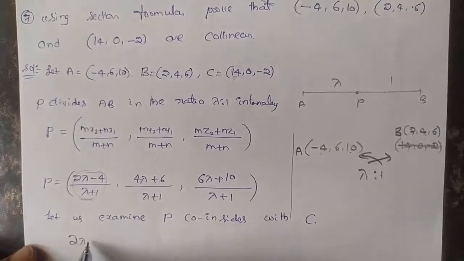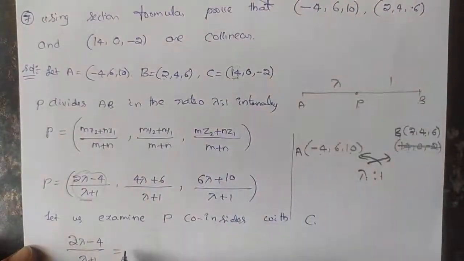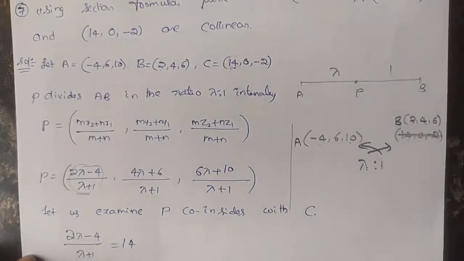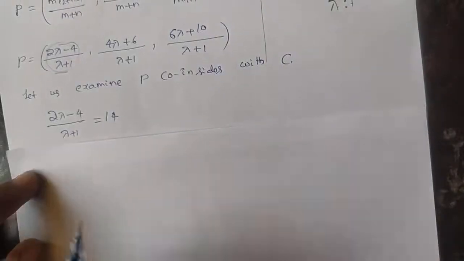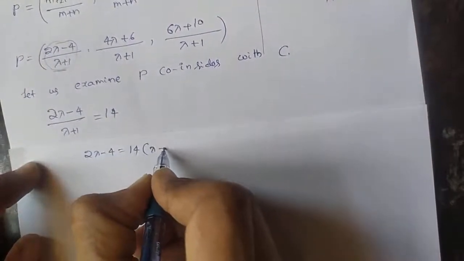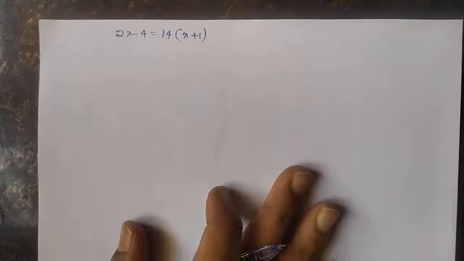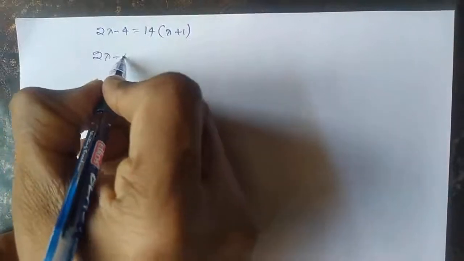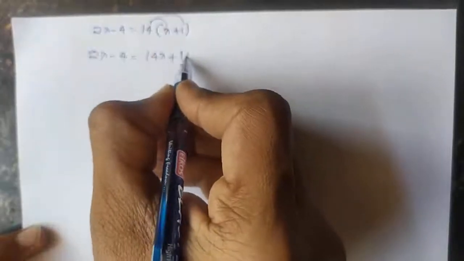(2 lambda minus 4) divided by (lambda plus 1) equals to, x coordinate is what? 14. Simplify it. If we simplify, we will get the value of lambda. Do the cross multiplication: 2 lambda minus 4 equals 14 into (lambda plus 1). Now simplify it further: 2 lambda minus 4 equals 14 lambda plus 14.